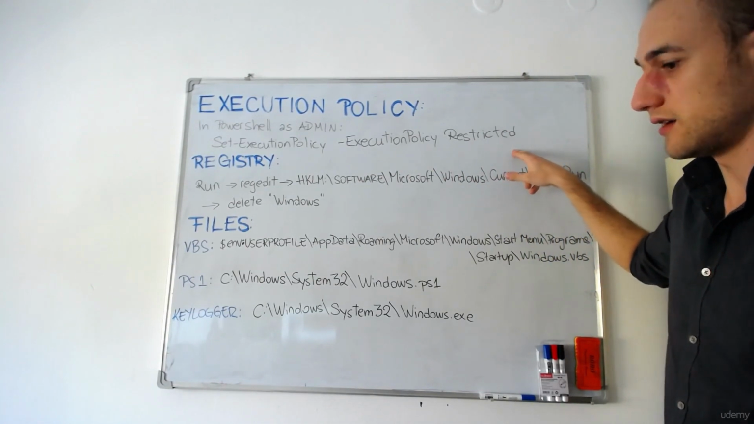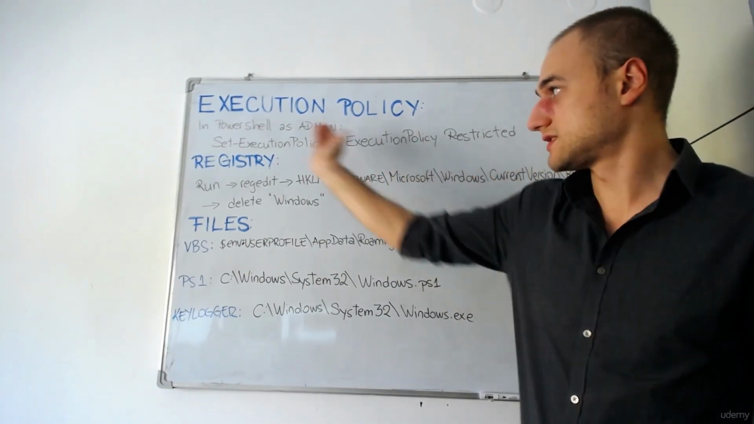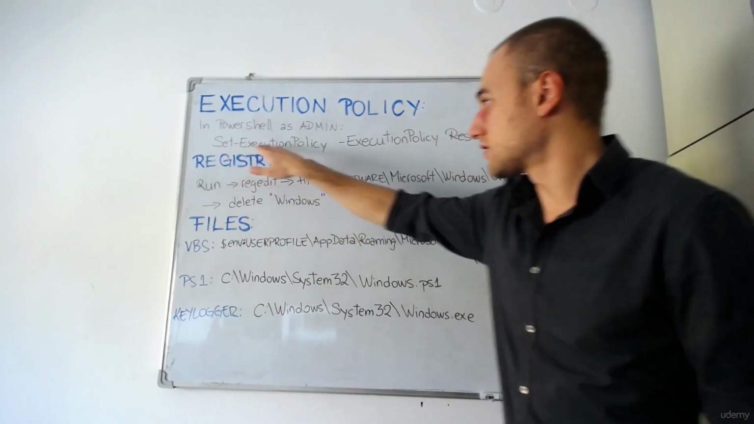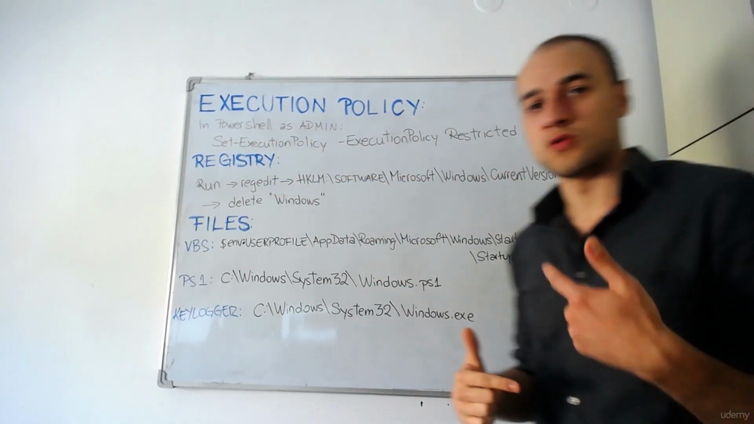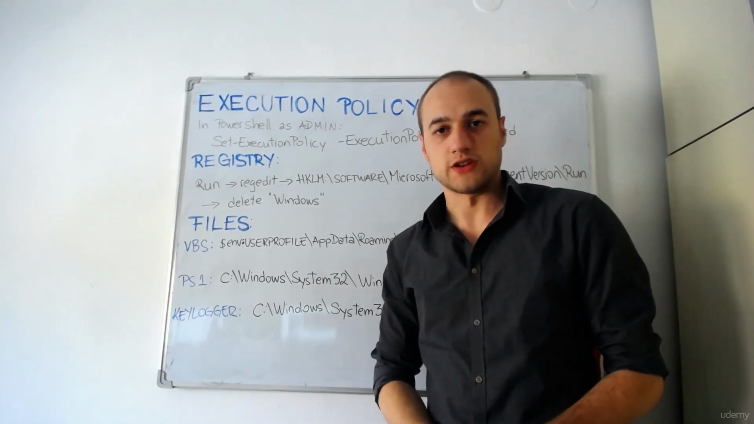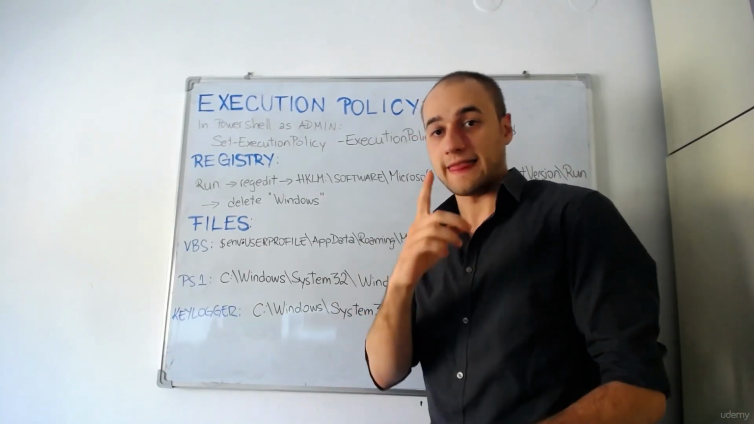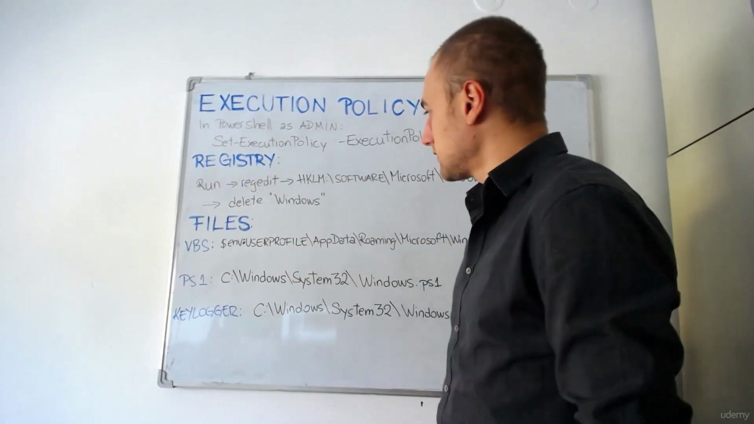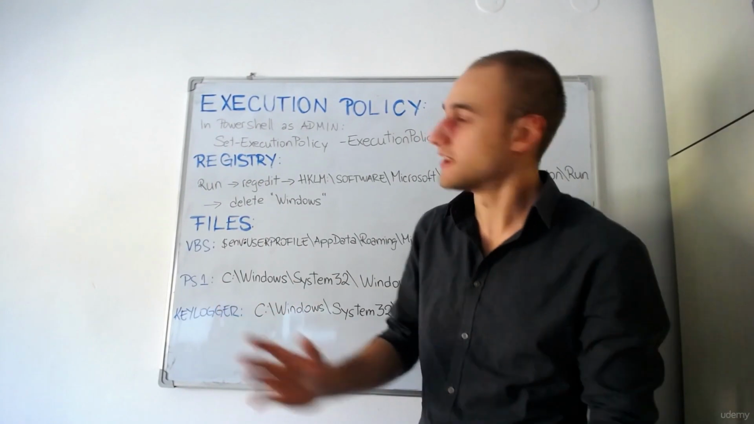So I've checked the video. I think you can all see this quite clearly on the whiteboard. And this is literally the command which you need to type in order to restore the execution policy back to Restricted. Now, you need to edit the registry.